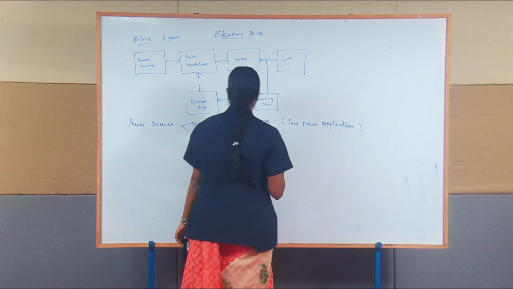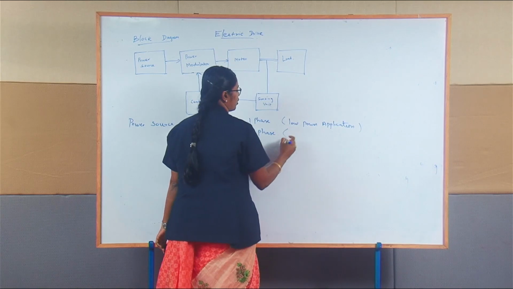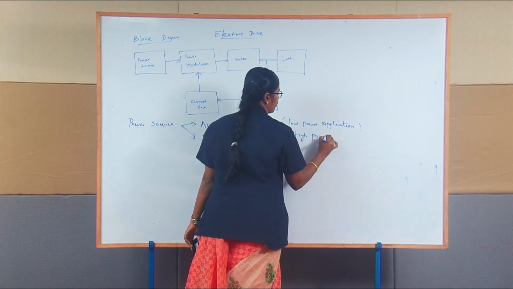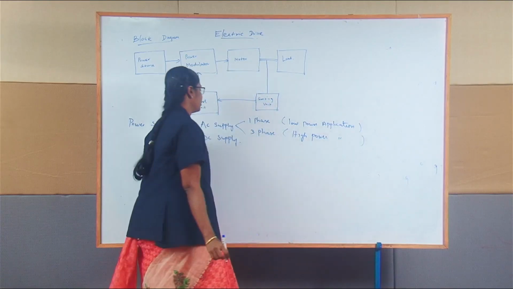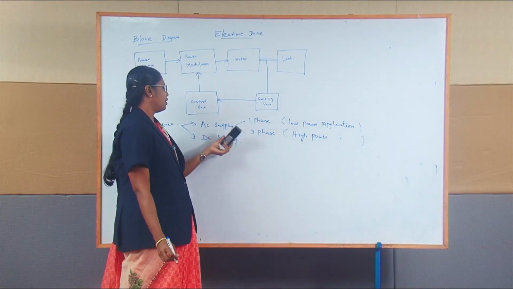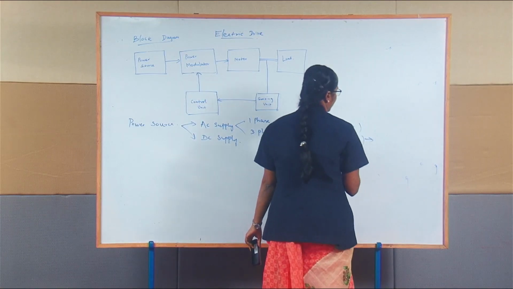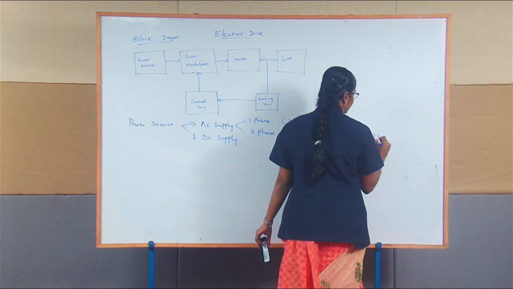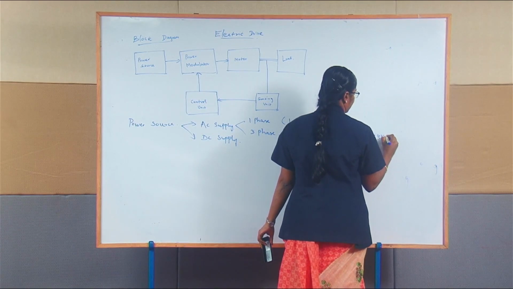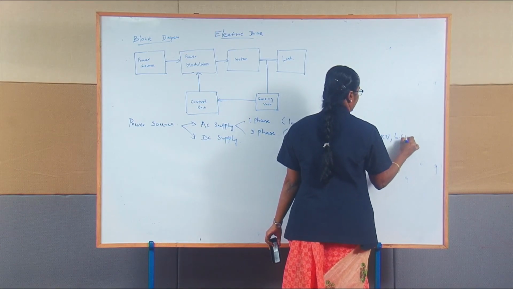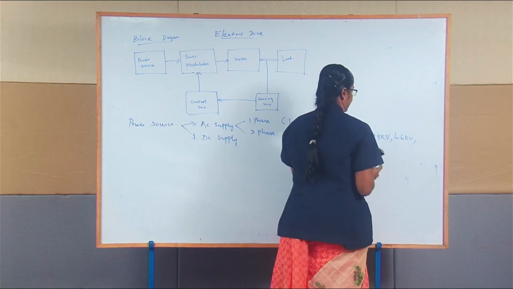And three-phase AC supply is used for high power applications. Right? And again, it is available, for example, as 3-phase supply in the voltage range of 3.3 kV, then 6.6 kV and so on.